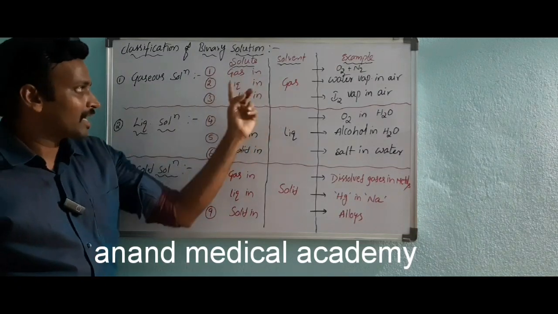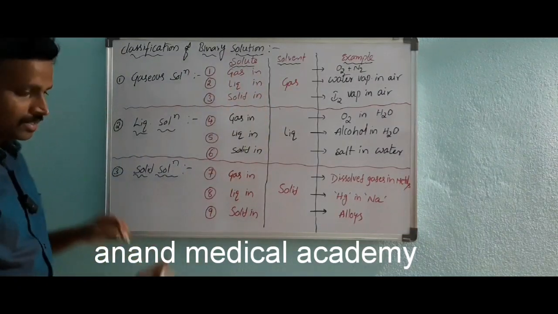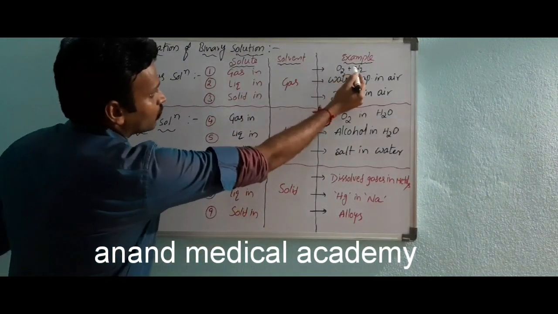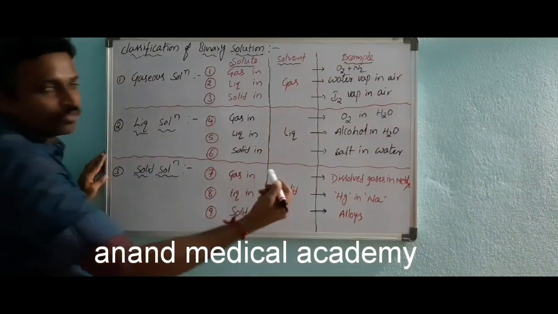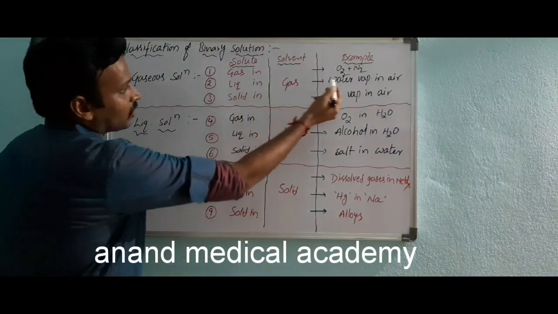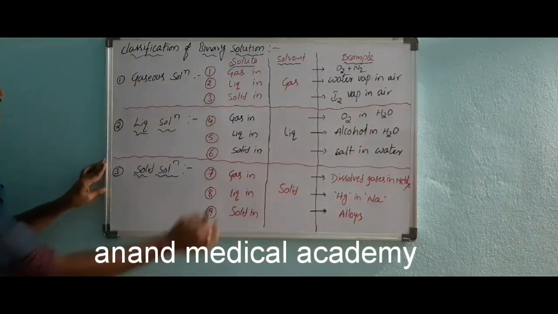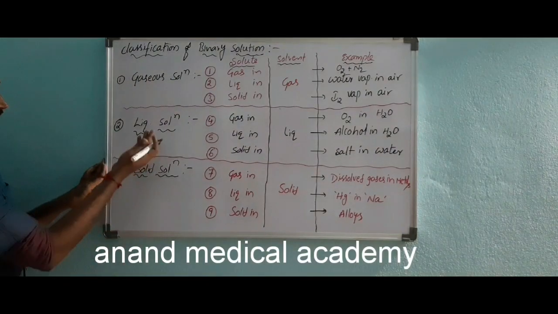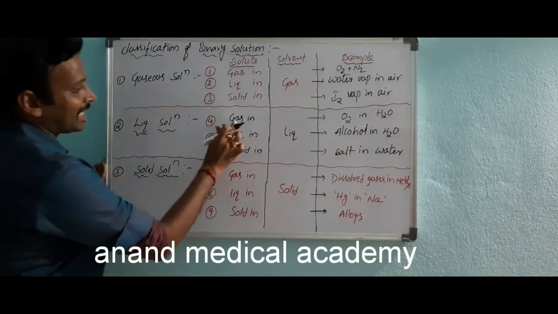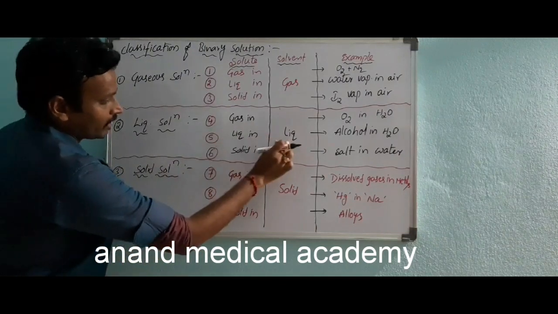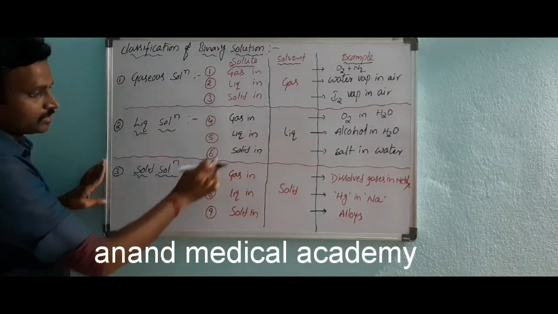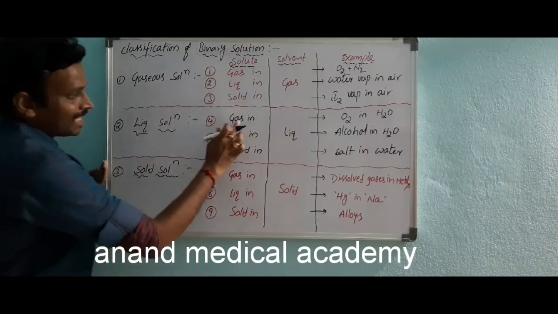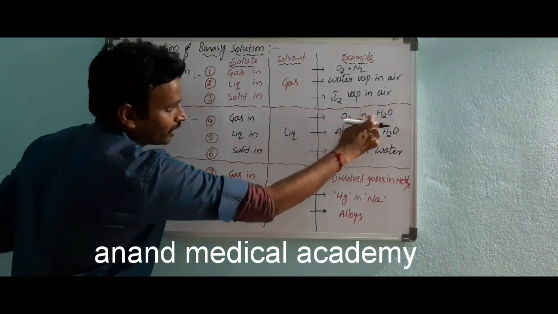The gaseous solutions are 3: gas in gas, liquid in gas and solid in gas. For gas in gas, you have the example O2 with N2. For liquid in gas, water vapors in air. For solid in gas, I2 vapors in air. Like that, come to liquid solutions. You have gas in liquid, liquid in liquid, solid in liquid, where the solute is a gas, a liquid or a solid. For gas in liquid, the example is O2 in water.